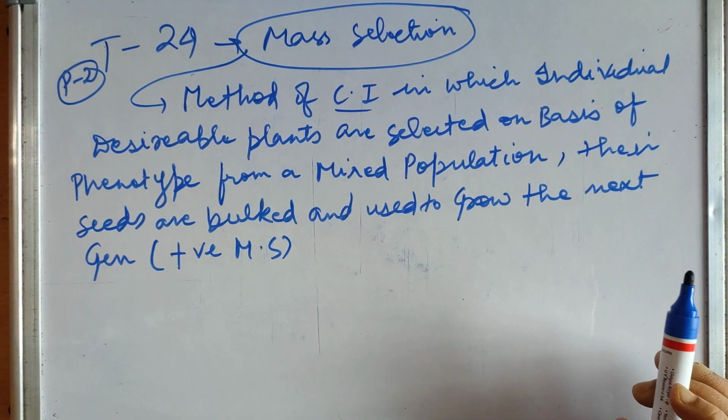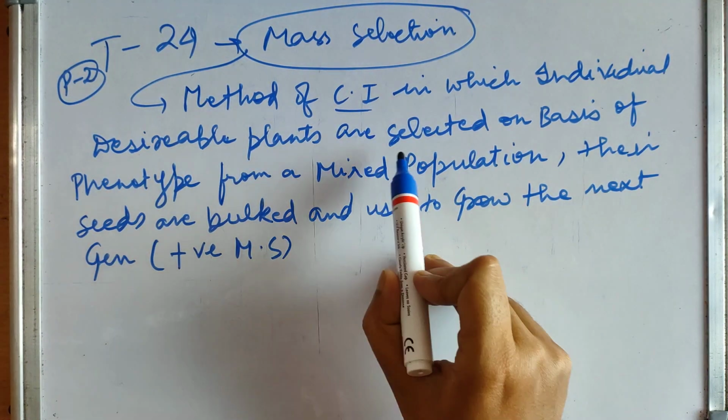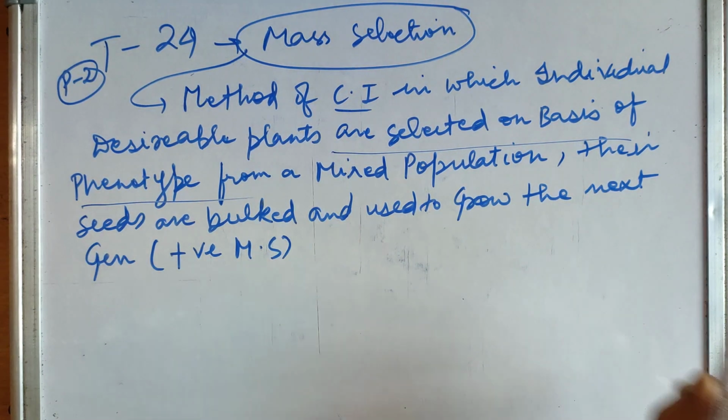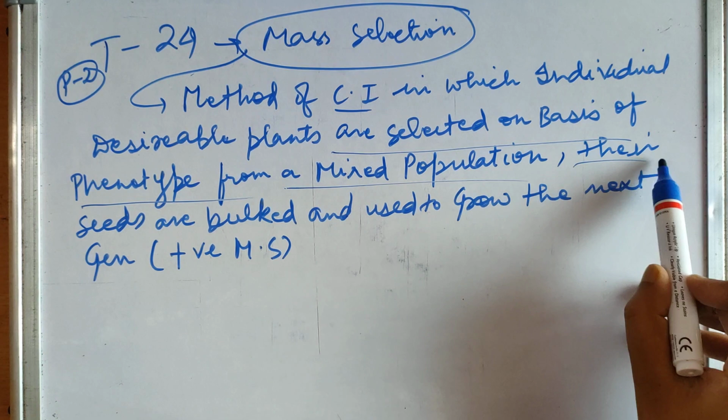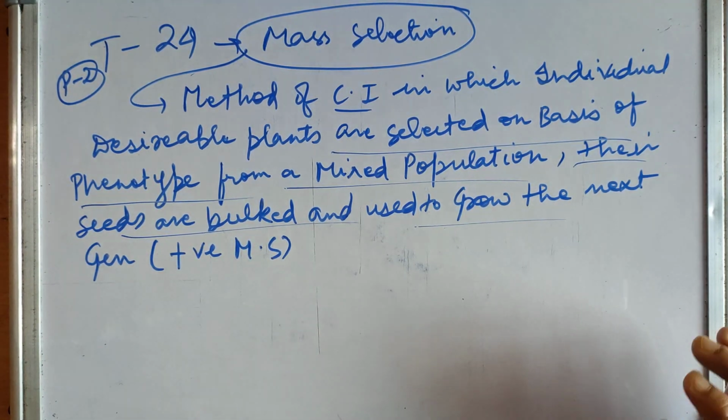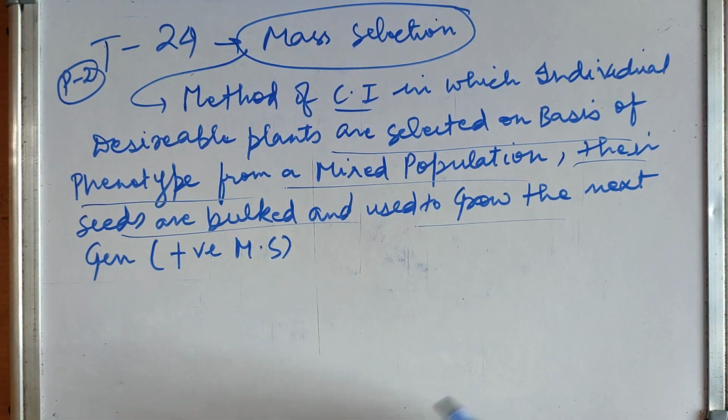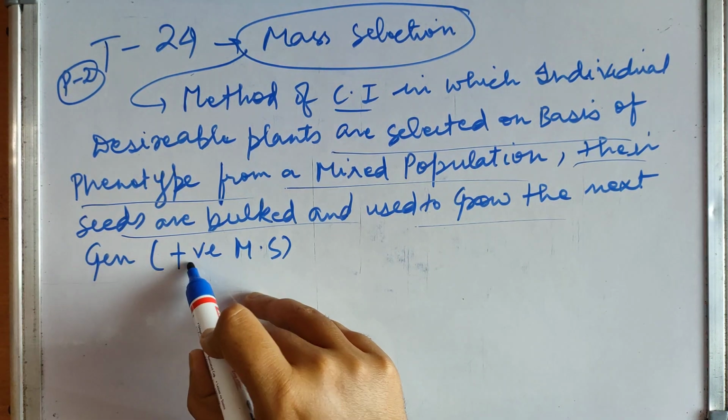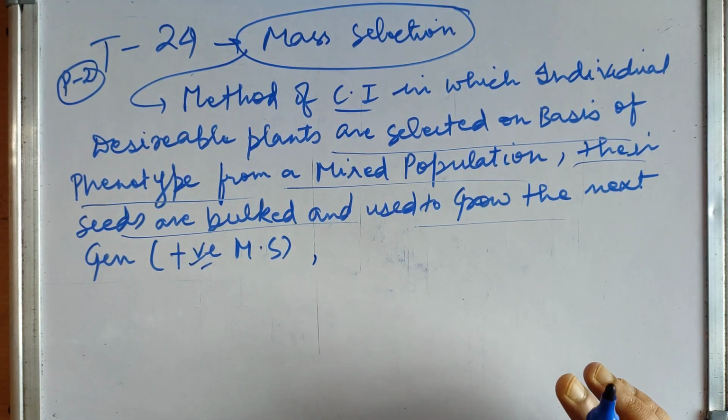So here what do we do? Individual desirable plants are selected on the basis of phenotype from a mixed population. Their seeds are bulked and used to grow the next generation. So through this we can get our desirable variety. So this is positive. Now what is negative?